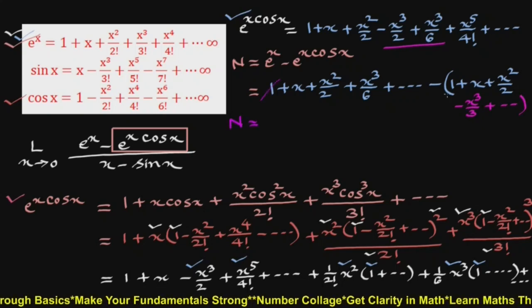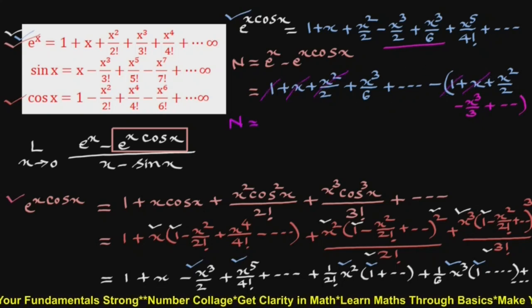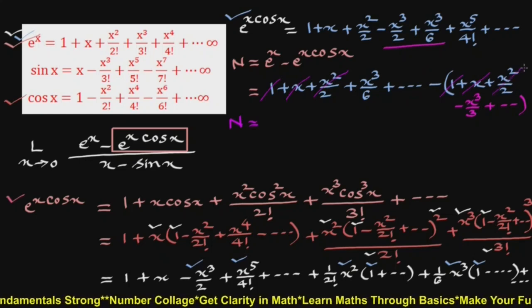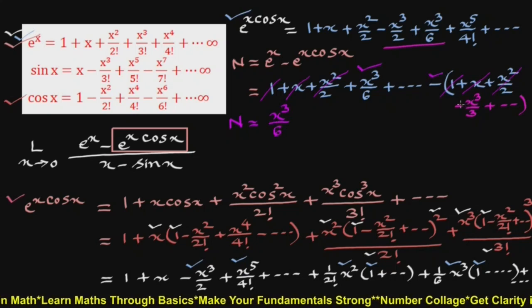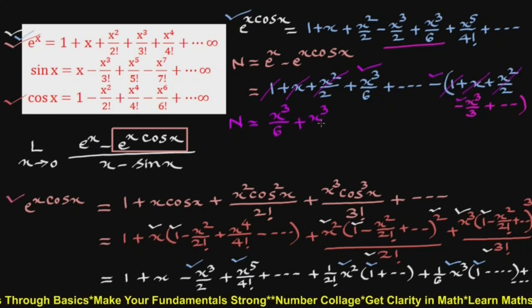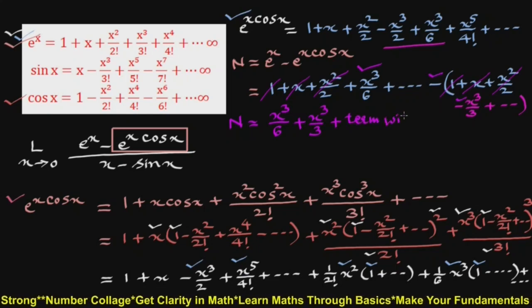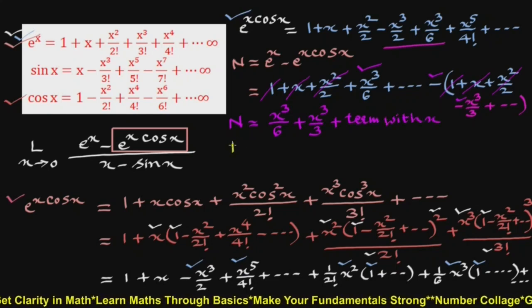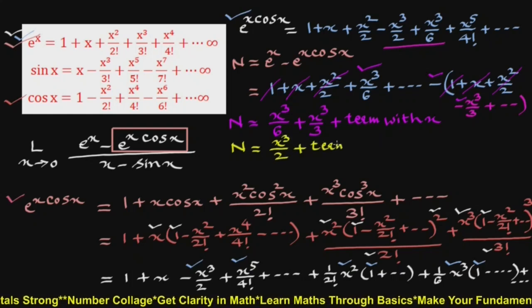Numerator will be 1 minus 1, 0; x minus x, 0; x square upon 2 minus x square upon 2, 0. This x cube upon 6 plus x cube upon 3 plus terms containing x. So that gives numerator x cube upon 2 plus terms containing higher powers of x.